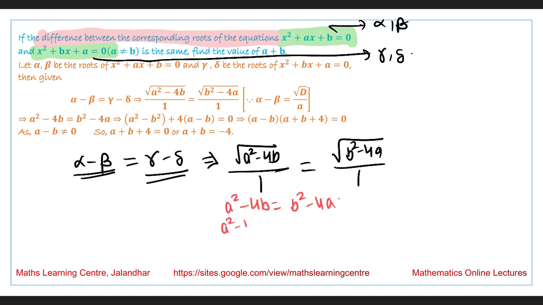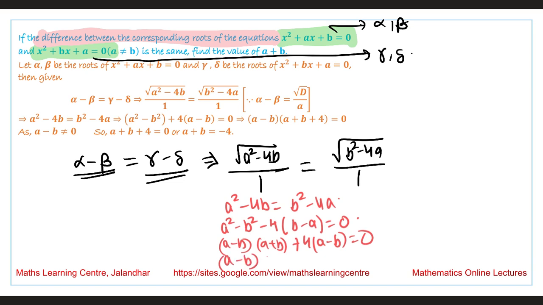So a square minus b square minus 4 into b minus a is equal to 0. Writing it, a minus b into a plus b, and if we take the minus sign common, plus 4 into a minus b is equal to 0. So a minus b into a plus b plus 4 is equal to 0. We obtain two cases: a minus b is equal to 0 or a plus b plus 4 is equal to 0.